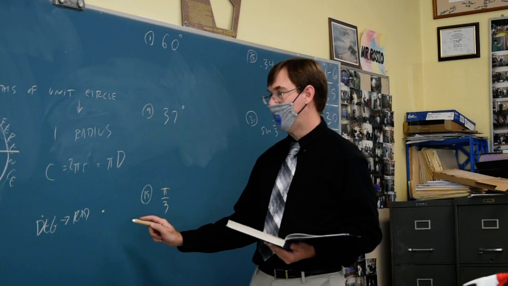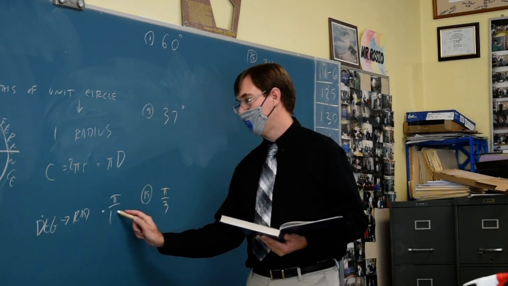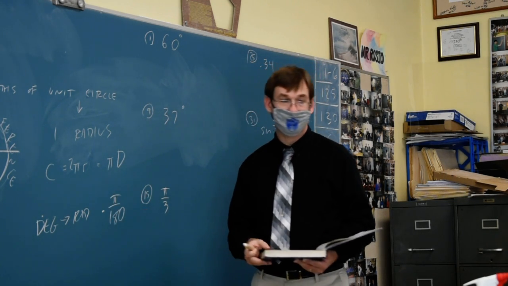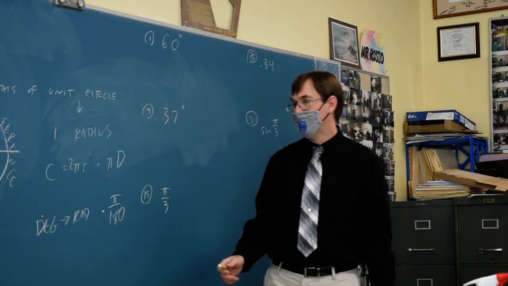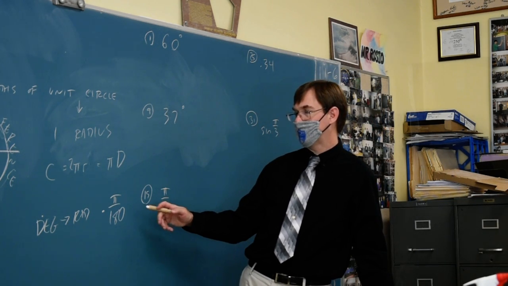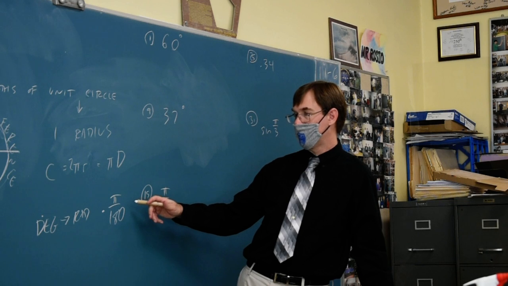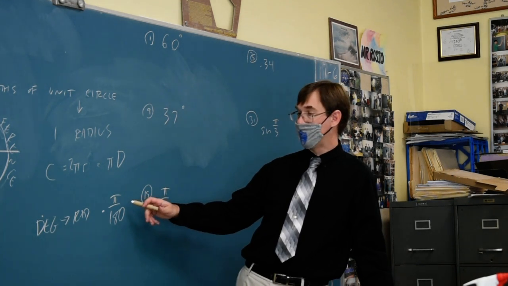So, process for this, if you want to change yourself from degrees into radians, you want to multiply by pi over 180. We'll explain why this works. If you just know that's what to do, you'll survive the homework.